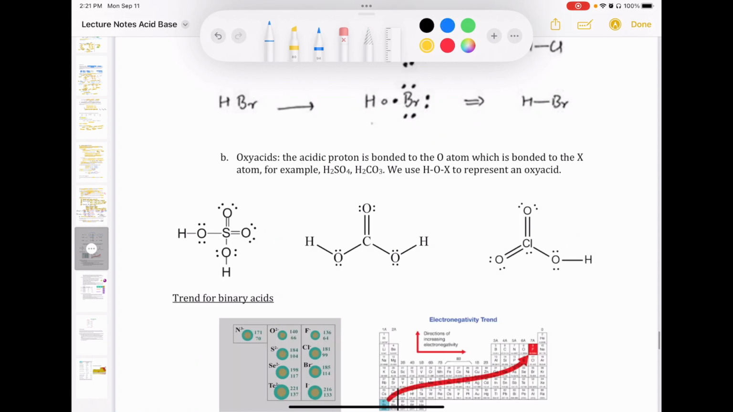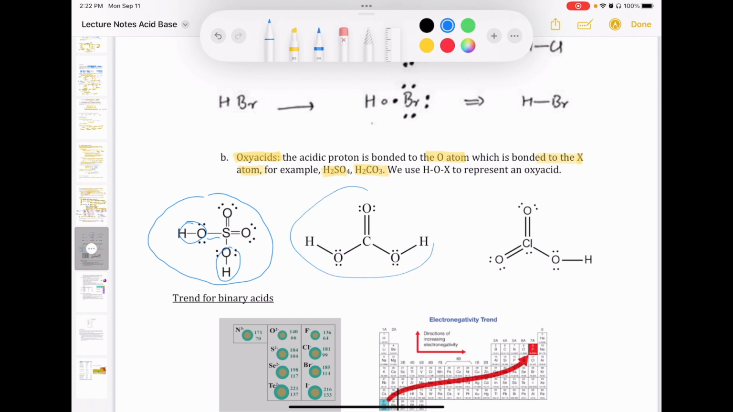atom. And then we also have a second type of acids we call oxyacids. And here the acidic proton is bonded to oxygen, which is then bonded to the X atom. So any acids that have oxygens typically have this type of bonding pattern. Here I'm showing you sulfuric acid, H2SO4, and you can see that the acidic proton is bonded to oxygen. The oxygen is then bonded to sulfur. Same thing with this other hydrogen here, because that's a diprotic acid.